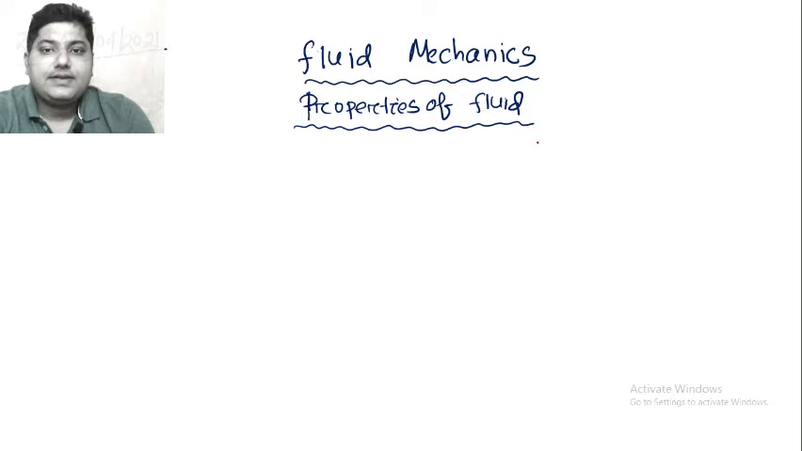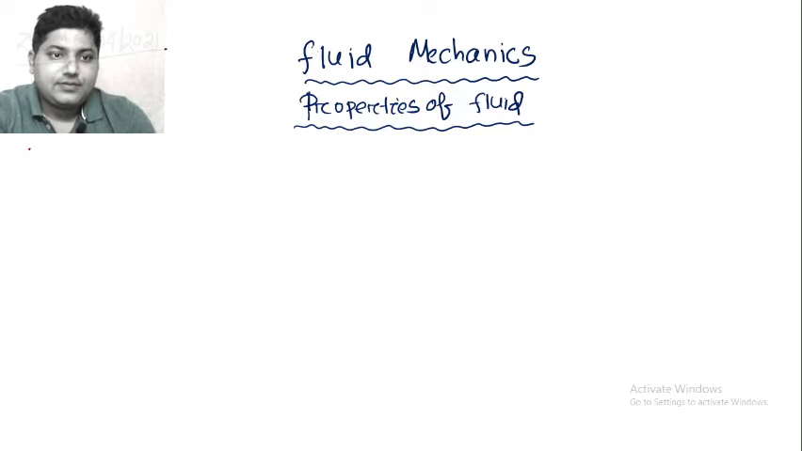In the last class we discussed what we mean by fluid and what the properties of the fluid are. I think we discussed mass density, weight density, specific weight, and specific volume also. If you have not watched that lecture, go to the description list, where there will be a link for that previous class, and you can watch that video. So we can continue from yesterday's class. In today's class we will discuss the remaining properties of the fluid.